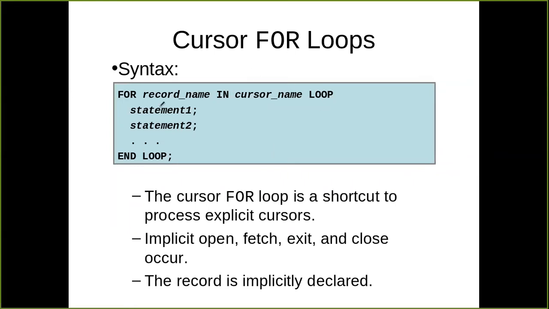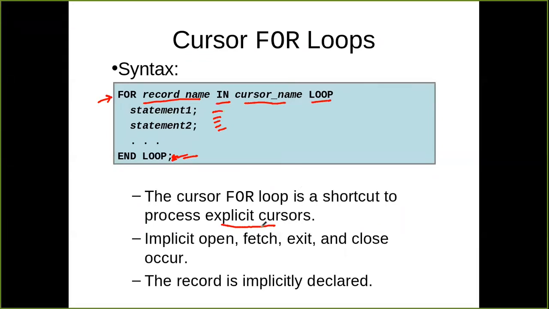So we have a special for loop. The syntax of that special for loop is: for record_name in cursor_name loop, a set of statements, followed by end loop, with a semicolon at the end of the loop. The cursor for loop is a shortcut to process the explicit cursor. We cannot use this loop for an implicit cursor, but for the explicit cursor we can use this loop.